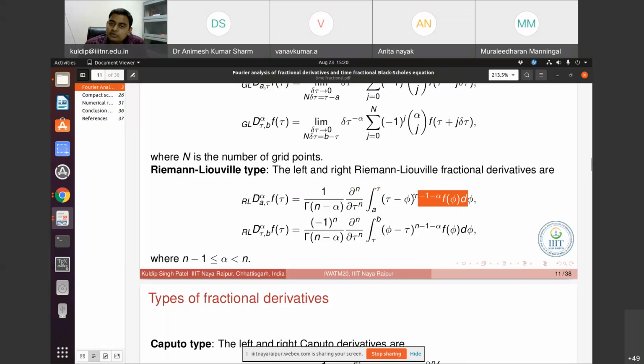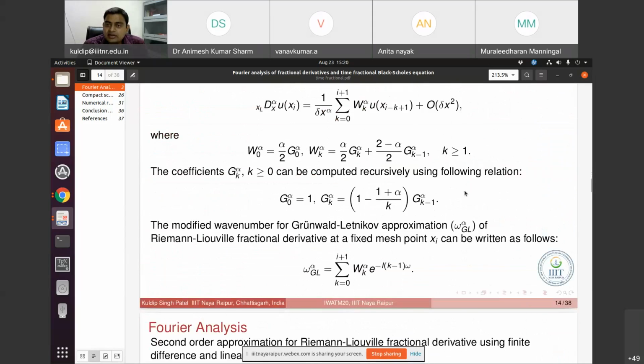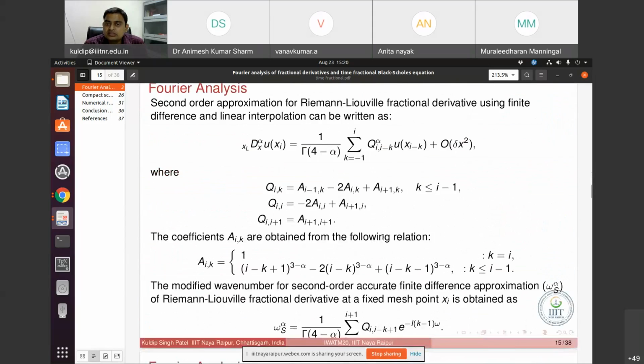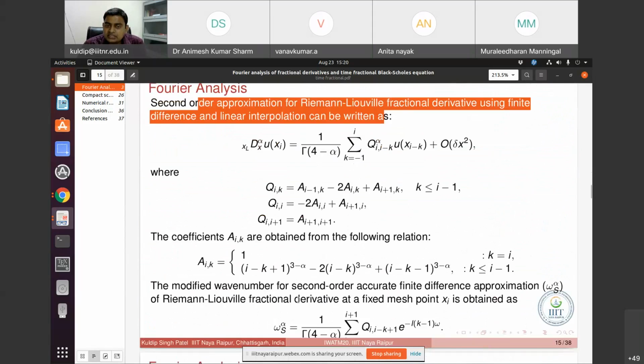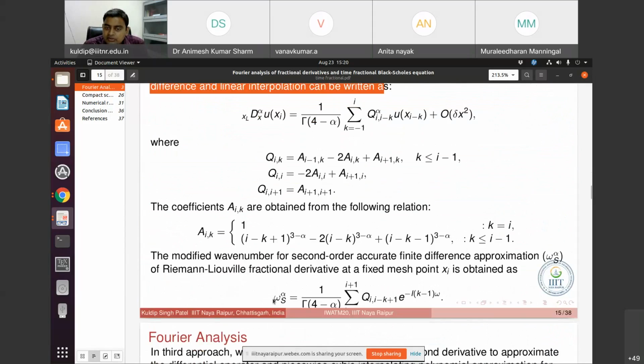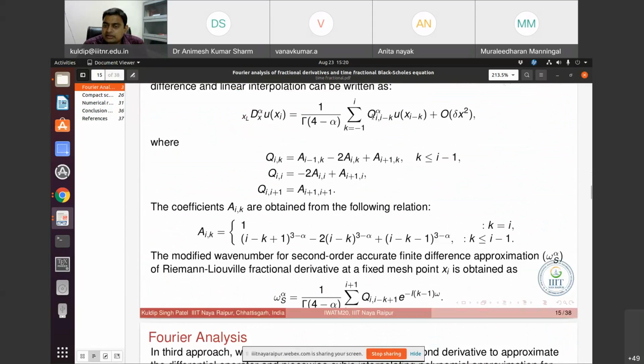That's how people use it. We can use finite difference here to give a second order accurate approximation. Good. So this is the second order accurate approximation for the Riemann-Liouville derivative. Again for this we obtained the modified wave number, and it is in terms of these coefficients only. Please make it clear that this summation is coming. It is non-local, we discussed a lot about it.